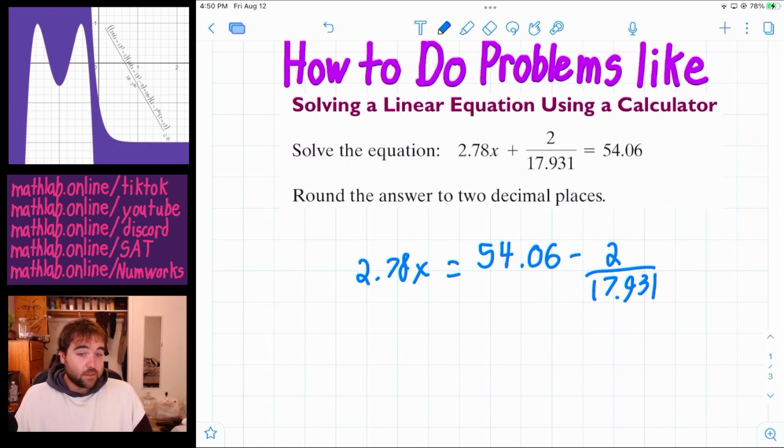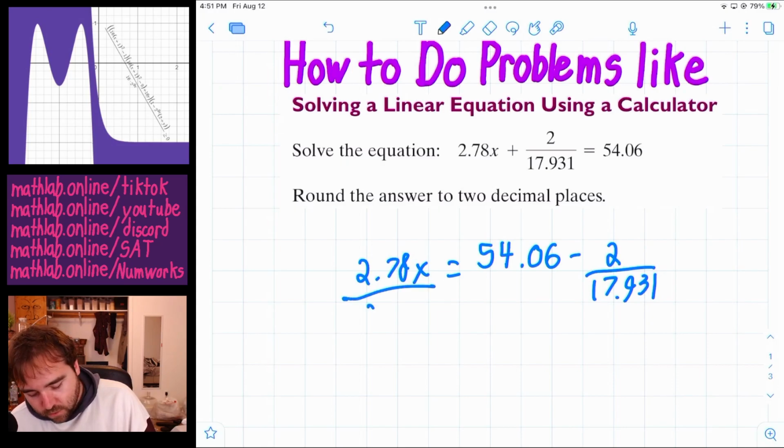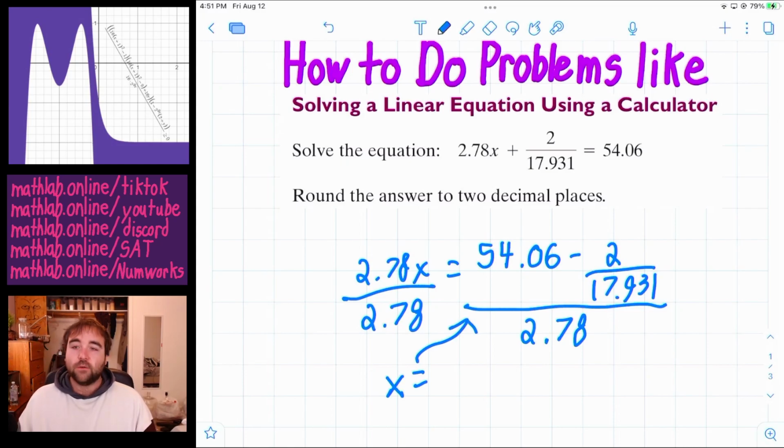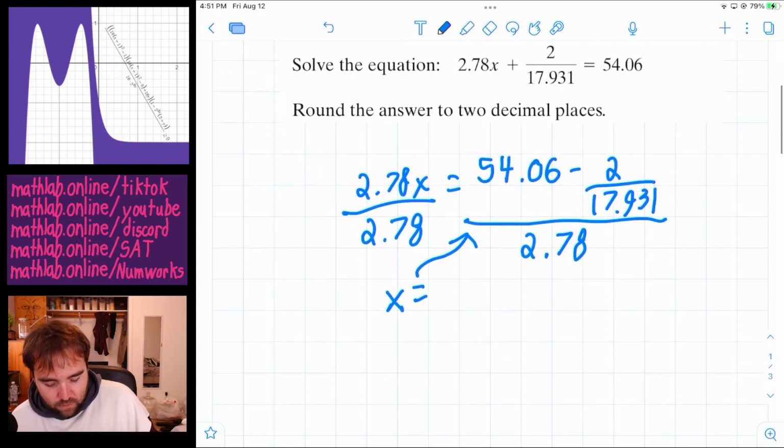This seems kind of scary, but we have a calculator, so it's fine. We're not going to use the calculator till the end, but we're just going to type all this into the calculator. What do we have to do to get the x by itself? We got to divide by 2.78. And so that's what x equals right there. So we don't need to write that again.